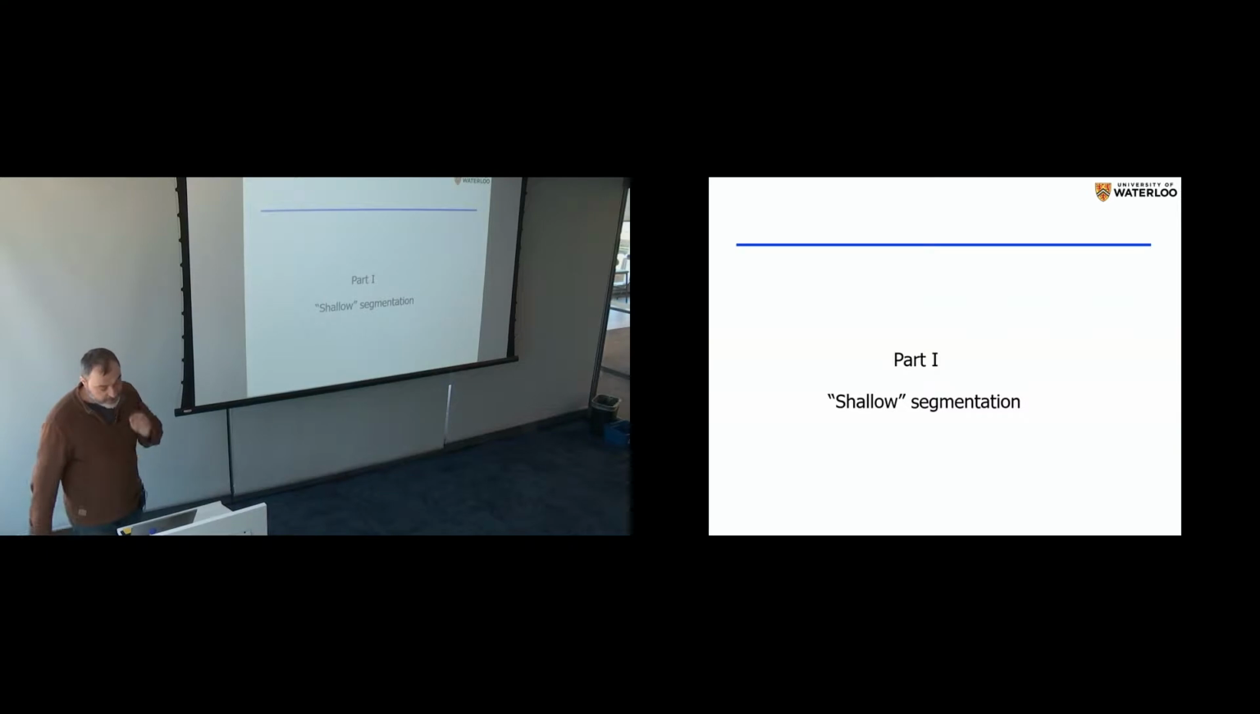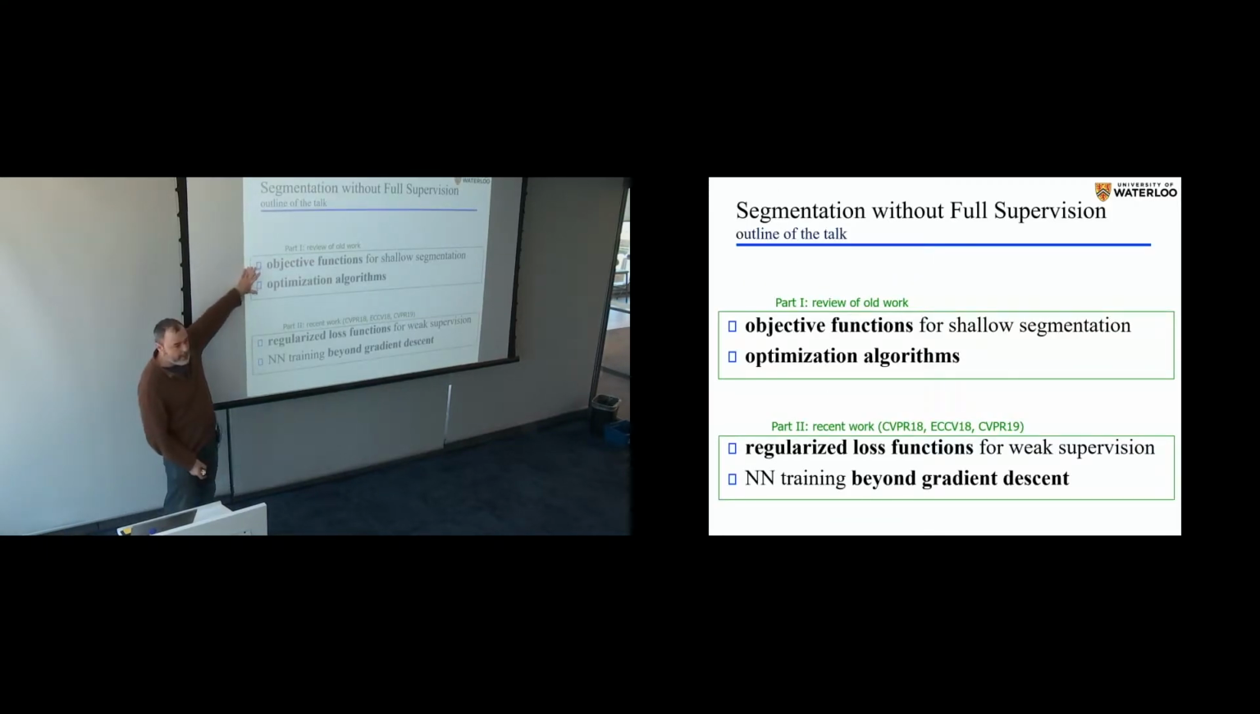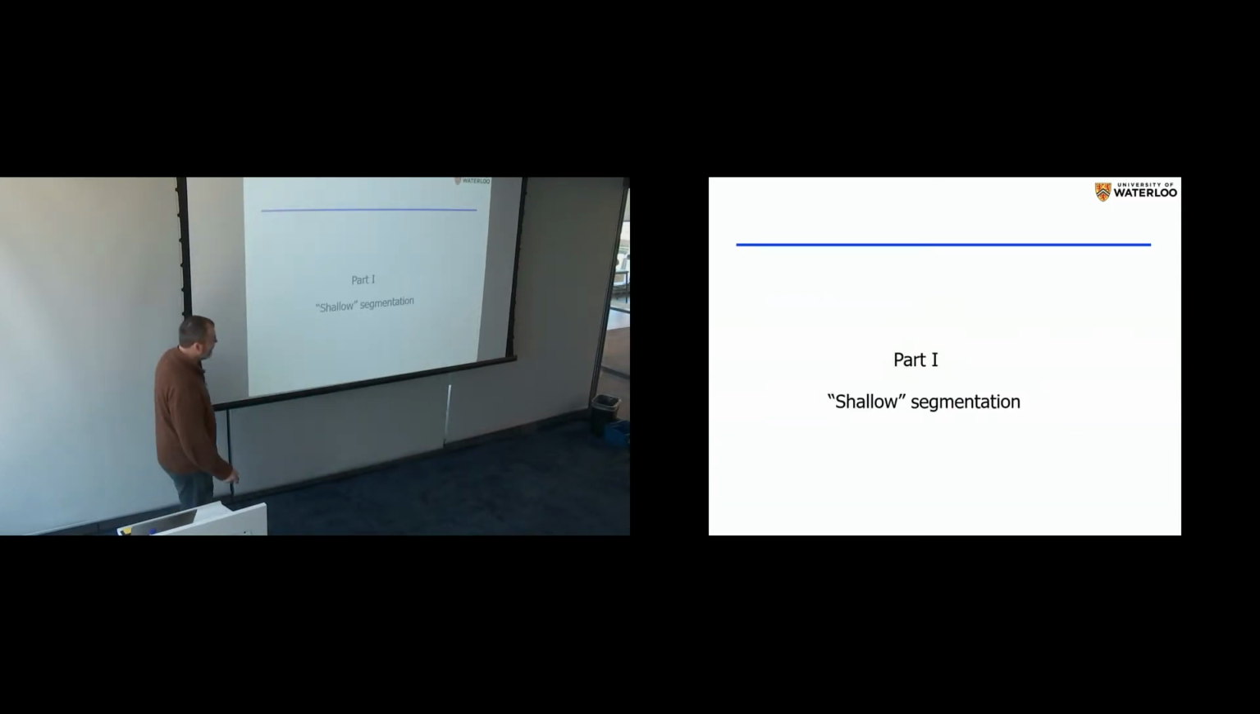Okay, so the shallow segmentation part. And by the way, I also want to say that this part of the talk will be a little deeper technically. This will be shallower. So the shallow segmentation will be deeper technically. The deeper segmentation will be shallower technically. I like to say that. Okay, anyway. So let's start from the shallow world.